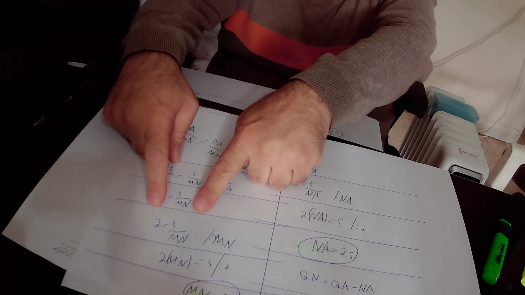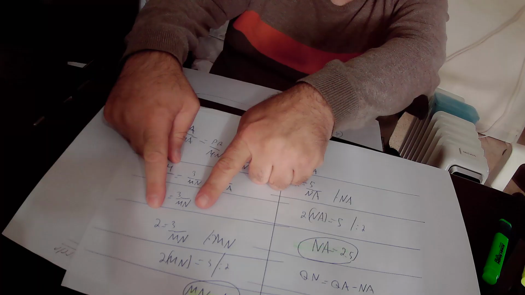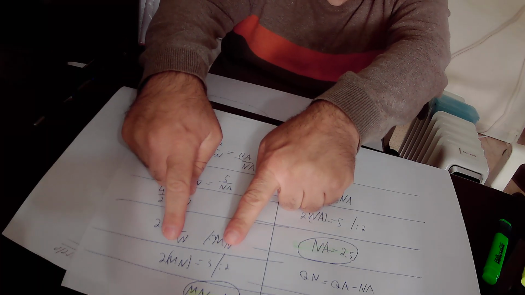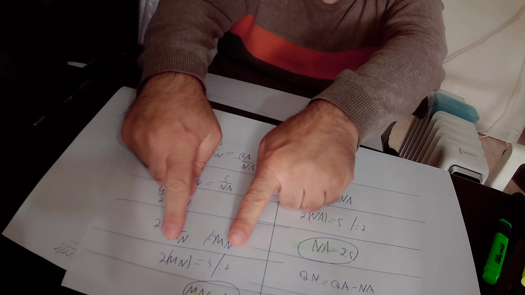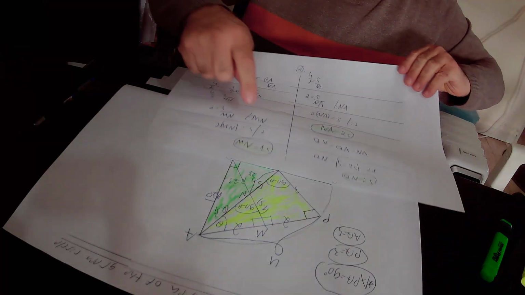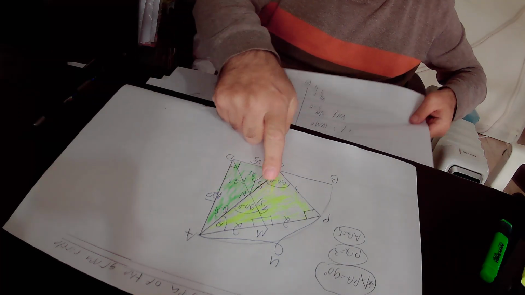We multiplied this equation by MN, and finally we found that 2 times MN equals 3. Then we divided this equation by 2, and finally we found that MN equals 3 over 2, that is 1.5. Here, line segment MN equals 1.5 units in length.